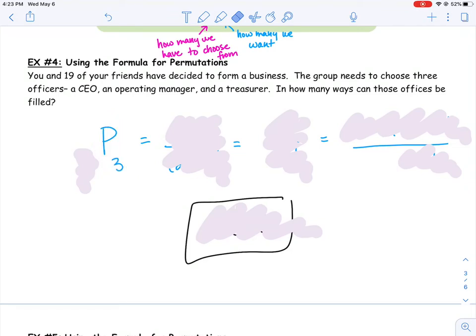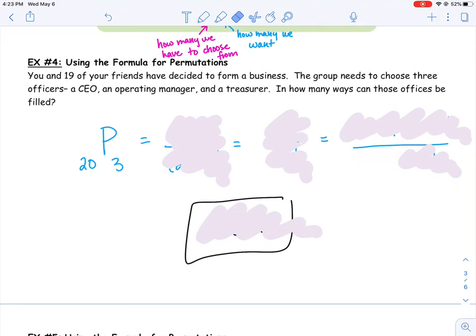Permutation. We know how many people do we have total. Now be careful. It says you and 19 of your friends. So isn't that really 20 people total? So be careful with that one. And how many people are we going to choose? Well, we're going to choose 3, right? The CEO, the operating manager, and the treasurer. So now I have a formula that says 20, choose 3. We're using our permutation. We have 20 people. We want to choose 3 from the group.